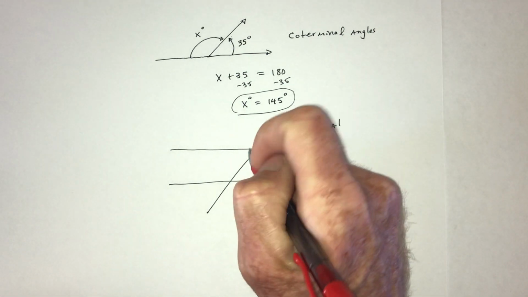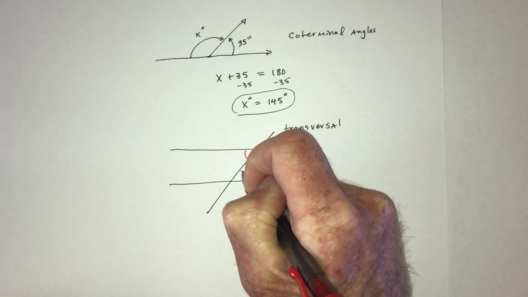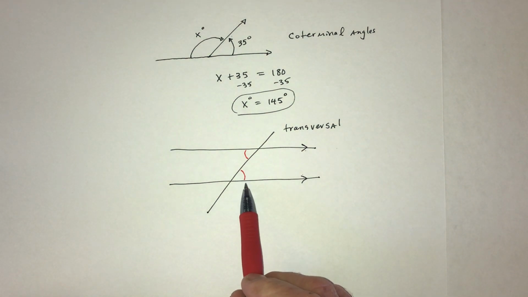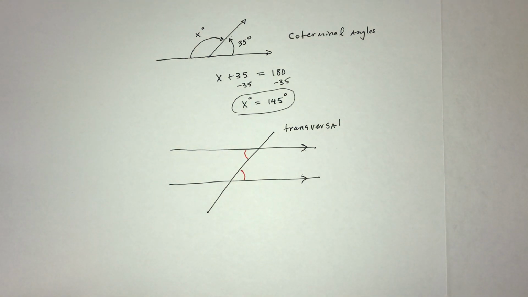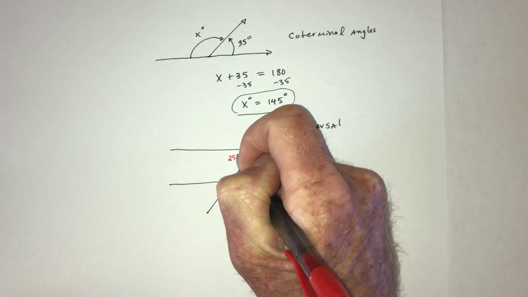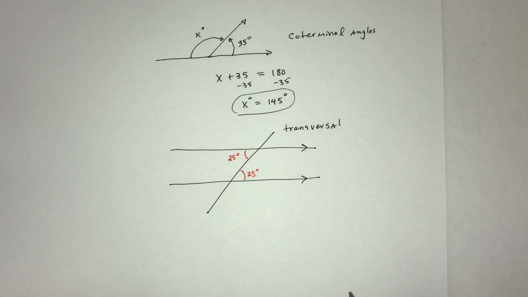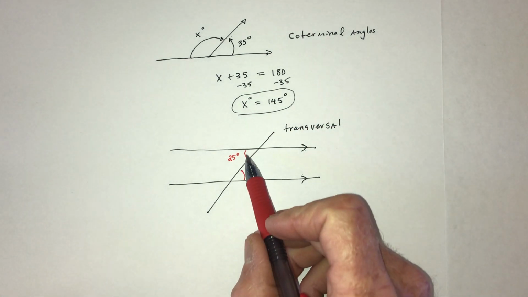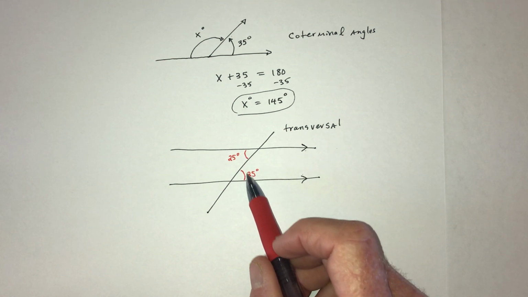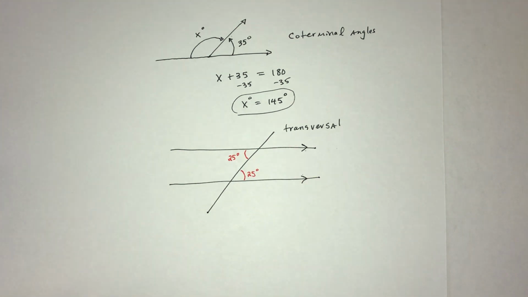Well, then the fact is that whatever this angle is, this angle has to be the same thing. So by putting the same little arc on each one, that's a way of saying that they're the same. But if this one was 25 degrees, then this one would have to be 25 degrees. These are called alternate interior angles, and they are congruent. Congruent means that they have the same measure, 25 degrees and 25 degrees.